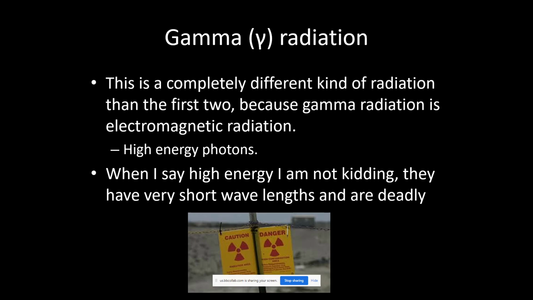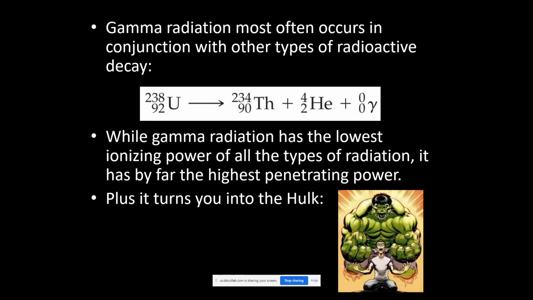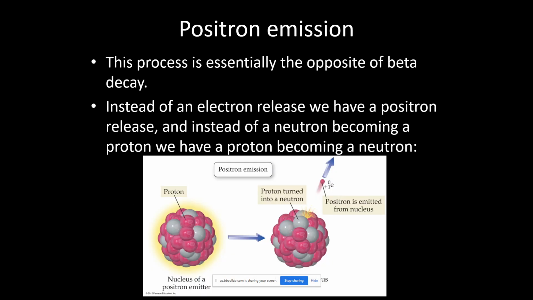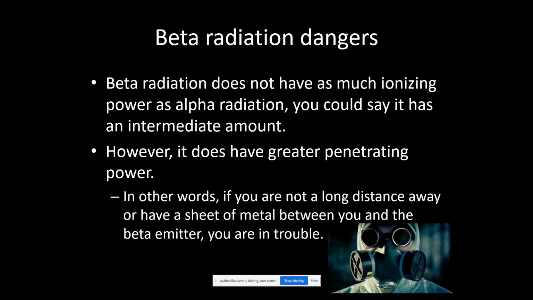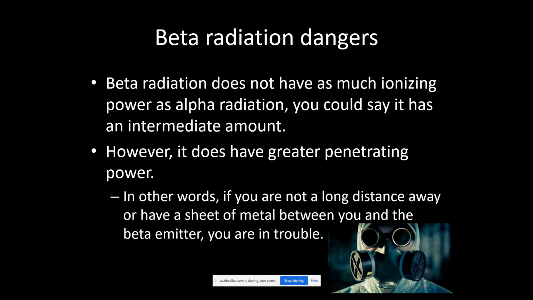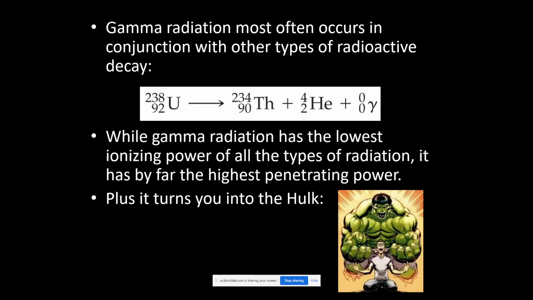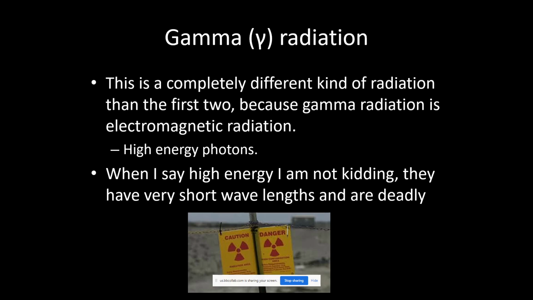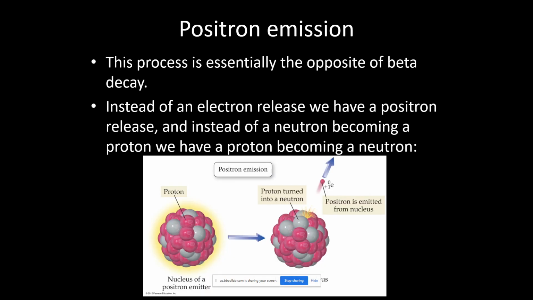Gamma decay, or gamma radiation, where your nucleus is spitting out high energy photons. And then positron emission, where your nucleus is spitting out a positron, which is like a positively charged electron. And so each of these things here, we worked through some very simple examples of writing out the nuclear decay reactions, with the exception of gamma, because nothing actually changes with that one.